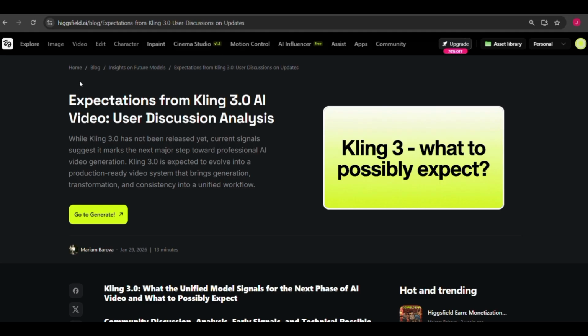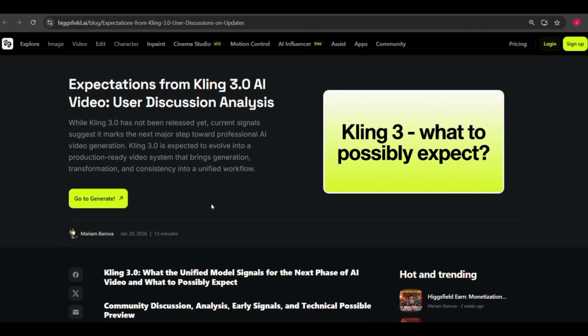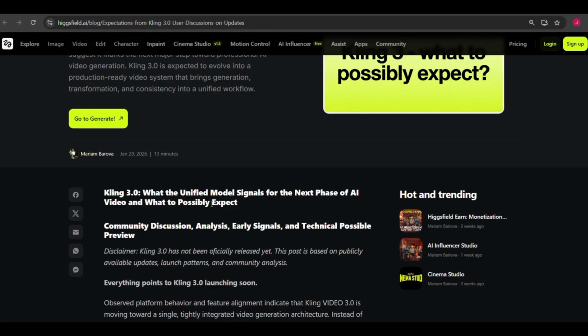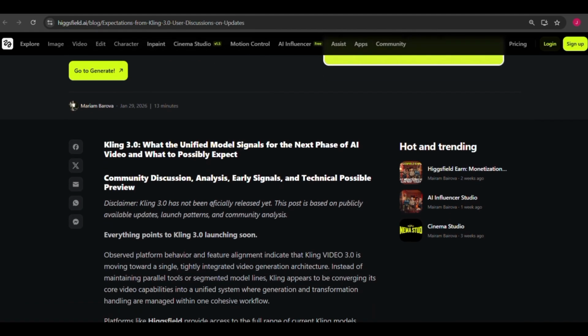Resolution is another area where expectations are extremely high. A recurring idea across discussions is native 4K video output, potentially paired with higher frame rates like 60 frames per second. Moving beyond the current 1080p cap would immediately make Kling more viable for professional use cases, including ads, cinematic shots, and high-quality social content.